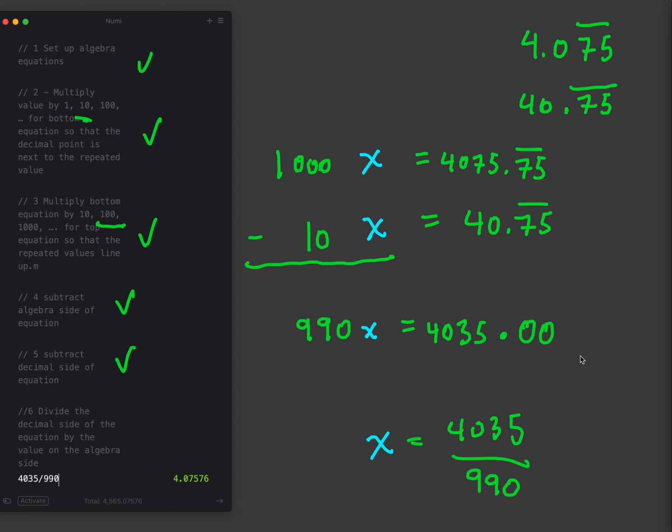So this thing is exactly the same as what we started with up here, but what's cool about this is there's no repeating decimal places, right? So that's kind of nice.